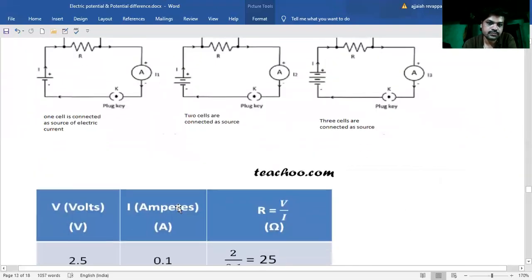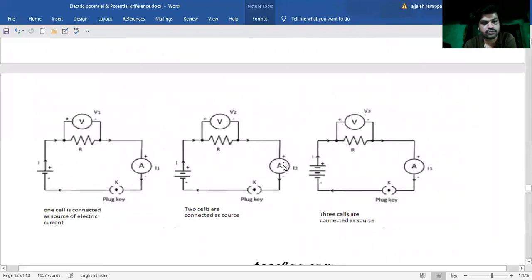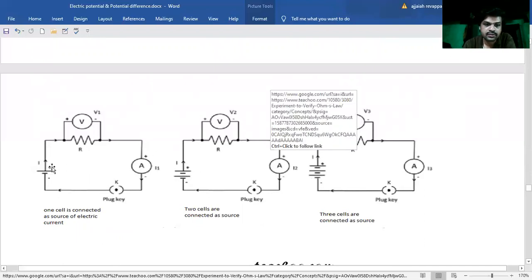Next. So these are simply how to connect the first cell, second cell and third cell. So the first cell is connected here, then 2 cells are connected, then 3 cells are connected. When you are doing the experiment in the lab, we follow these circuit diagrams.